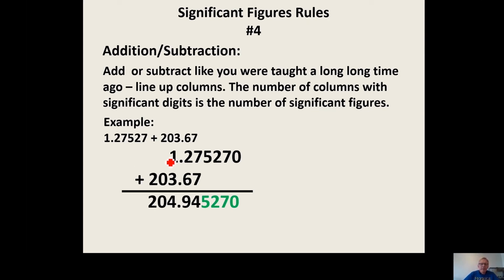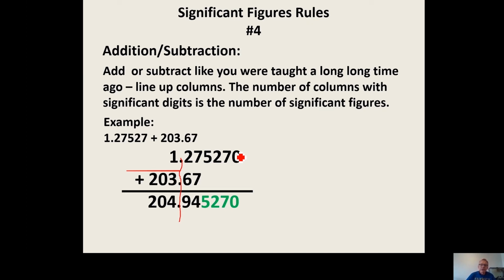So here the decimal points line up. The 1 is infinitely precise. The 2 here is infinitely precise. The 7 here is infinitely precise. The 5 is infinitely precise. The 2 is exactly 2. The 7 is exactly 7. This 0 is not exactly 0. It's about 0. It could be a little bit more than 0. It could be a little less than 0, and you would still write the same thing. So that's where our precision ends with that first number.